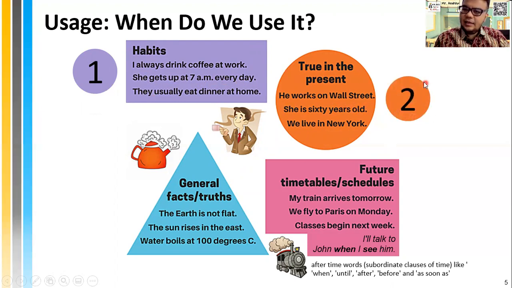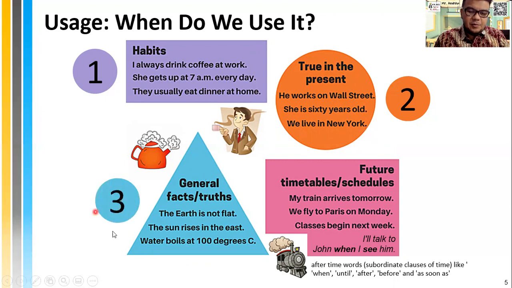Okay, the second time we use the present simple tense is when we want to say something that is true in the present. He works on Wall Street. It's true in the present, it's true now, right? Grandma is 60 years old. This is true now. We live in New York, or we live in Jakarta, or Bandung, or Surabaya, or wherever, or Medan.